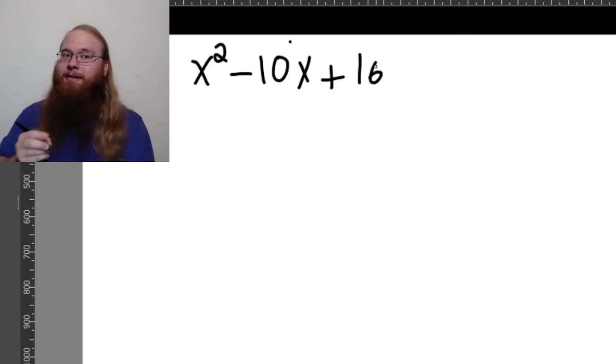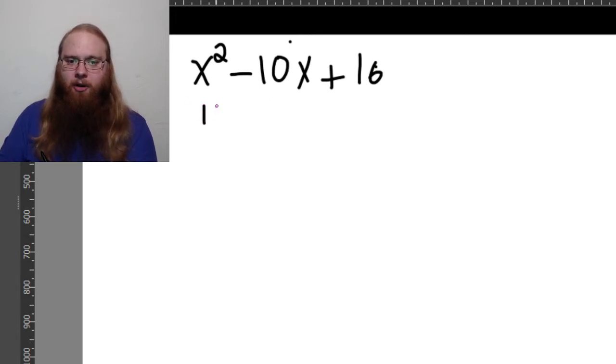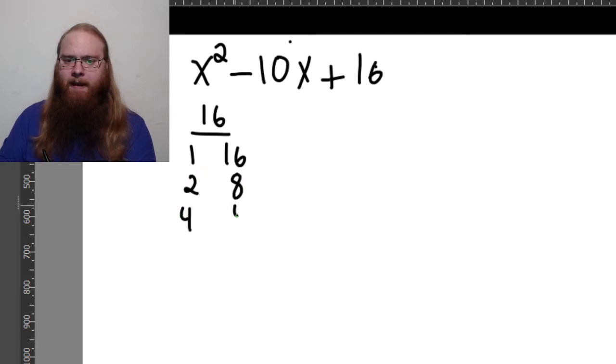We are still following the same basics as Part 1. We need to find the numbers that multiply to get 16. So our numbers that multiply to get 16 are 1 and 16, 2 and 8, and 4 and 4.